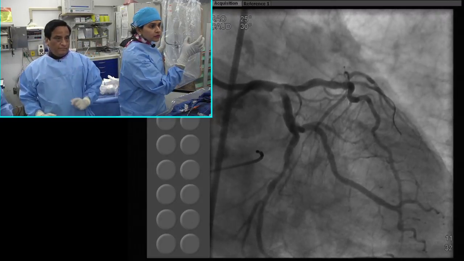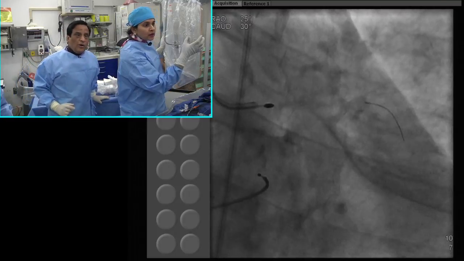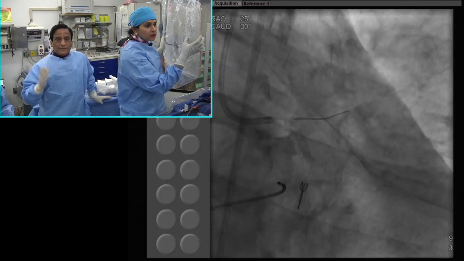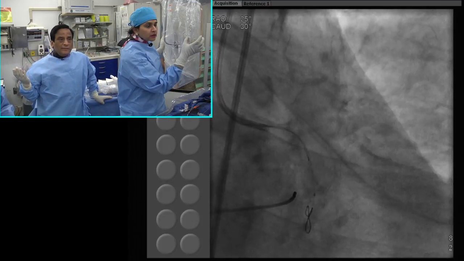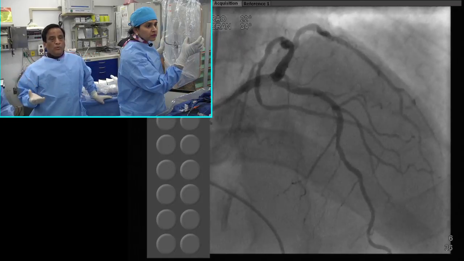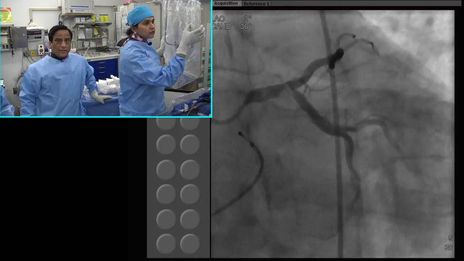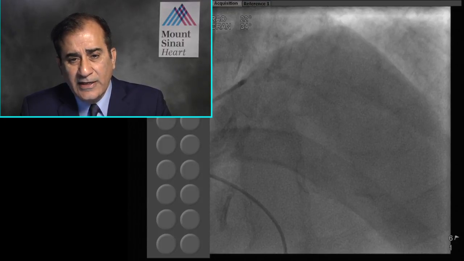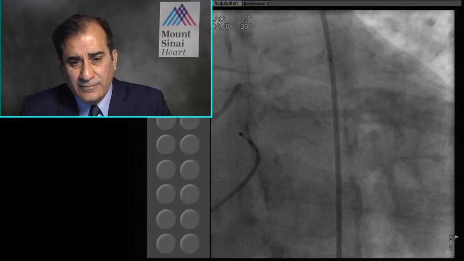Excellent. That's a wonderful point. So if you could not expand it, there's no reason for you to put a BVS, put a DES. Nothing wrong in that. Hopefully we'll have the data by that time with ISR that those cases may be okay. But your most significant take-home message from the presentation appeared to be lesion preparation.